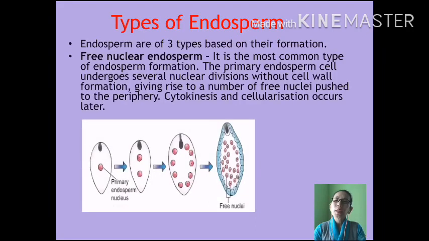The most common type of endosperm formation is the free nuclear endosperm. Now, as shown here, in the free nuclear endosperm, the PEC undergoes continuous nuclear divisions without cytokinesis and cell wall formation. Consequently, it leads to a multi-nucleated condition where all of the nuclei are going to be pushed towards the periphery by the large vacuole. However, we do find incomplete or complete cell wall formation in such endosperms in the later stages.